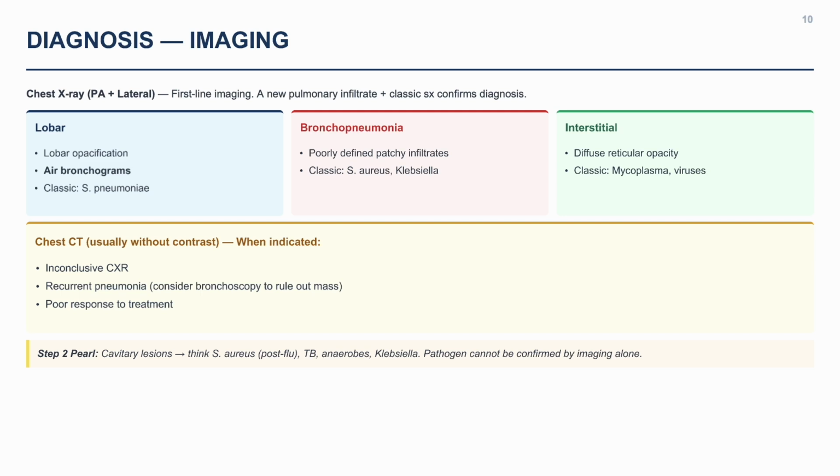Recurrent pneumonia, where you may need bronchoscopy to rule out an obstructing mass, or poor treatment response. The Step 2 Pearl. Cavitary lesions suggest staph aureus, post-flu, tuberculosis, anaerobes, or Klebsiella. But remember, pathogens cannot be definitively identified from imaging alone.